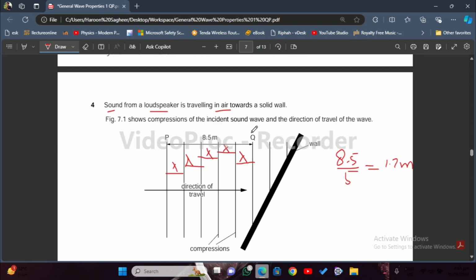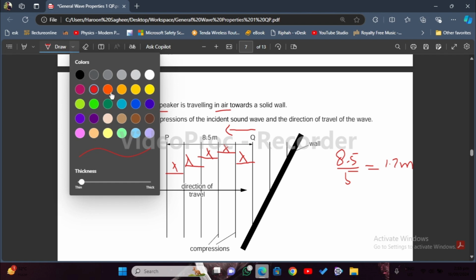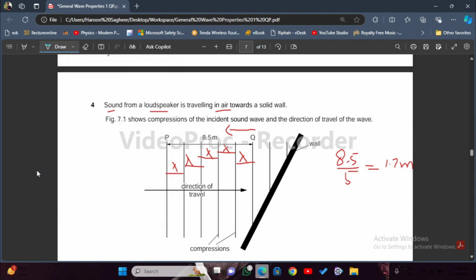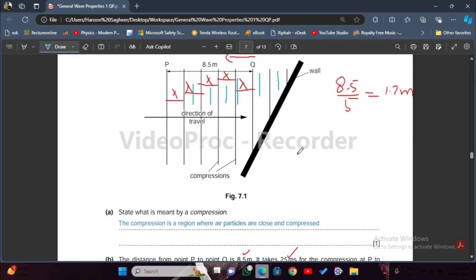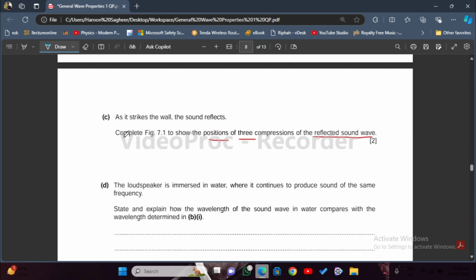Alright, now it will come back in this direction, totally reflected. So I'm going to draw the wave fronts with the red color. No, let's change the color to this one, whatever color that is. So that is the direction of all the reflected sound waves which have been reflected by this solid wall. Right, part C is done.